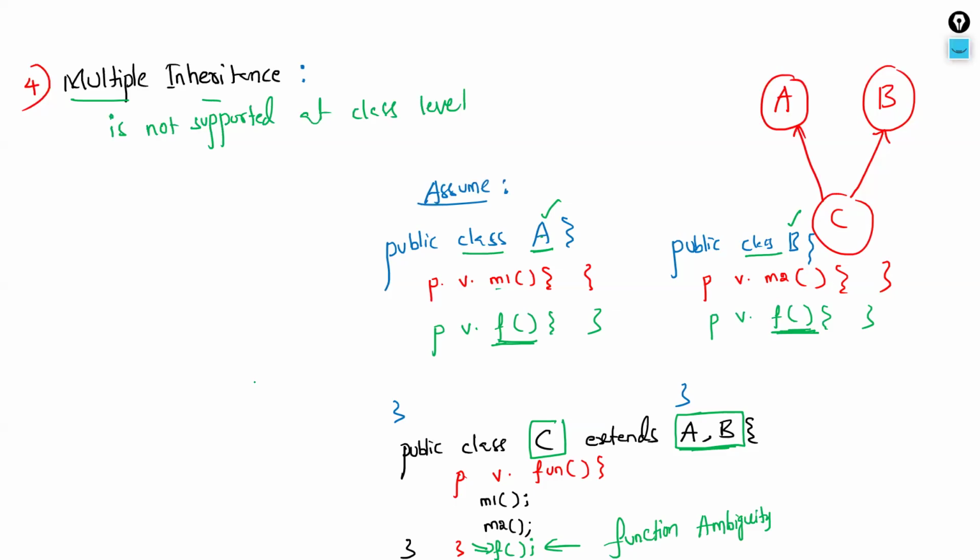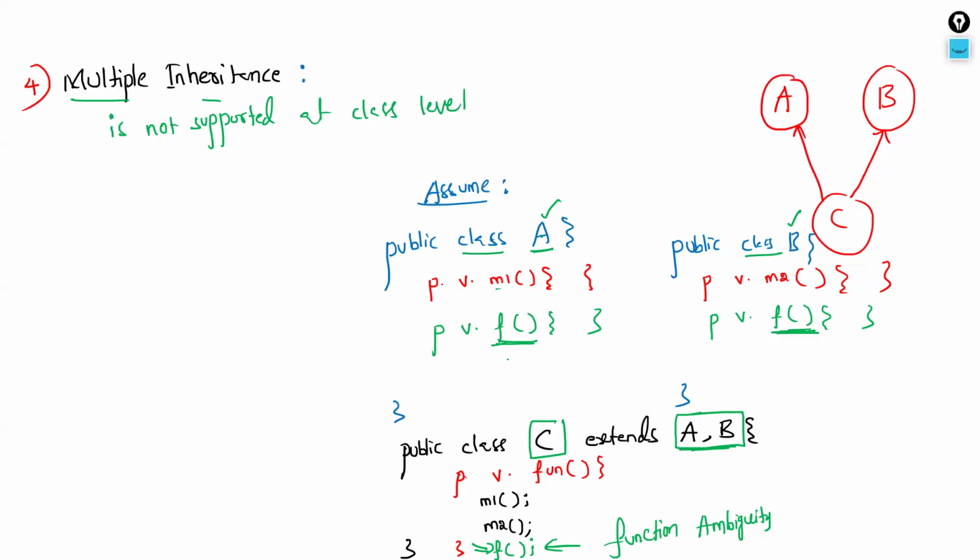If two parent classes have the same method name with the same signature, then from the child class, if we try to access it through inheritance, the JVM will be confused about which class's method to execute. That is called function ambiguity in multiple inheritance. Because of that, Java doesn't support multiple inheritance at class level.